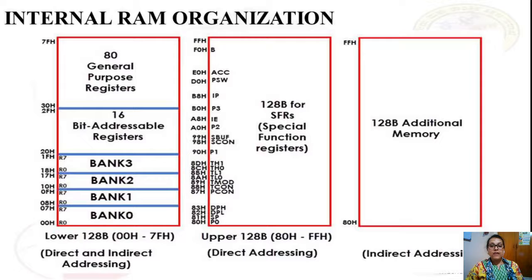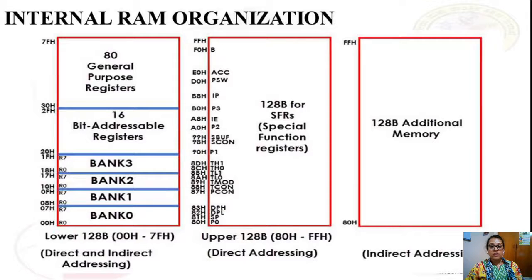Each bank, Bank 0, Bank 1, Bank 2 and Bank 3, can be addressed in two ways, either by name or by address. To address the register by name, first the corresponding bank must be selected.